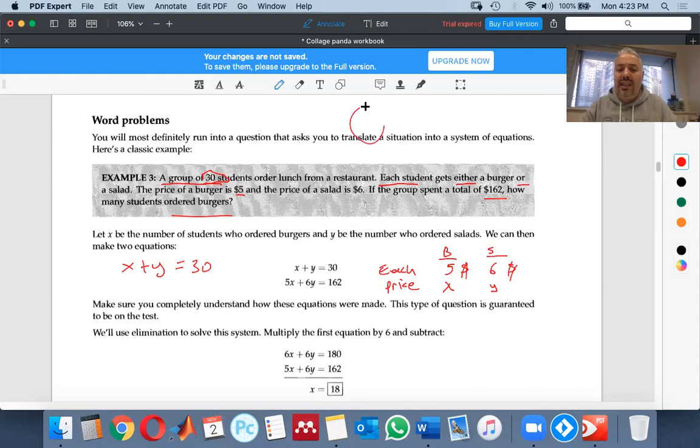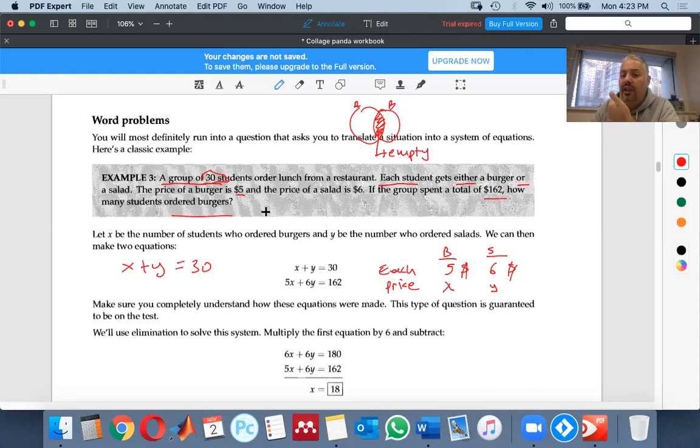Or if we use sets, set A and set B, this intersection is now an empty set. There is no common student. There is no student who buys the salad and the burger at the same time. It's important, okay? So this is the first thing, a group of 30, so X plus Y is 30.